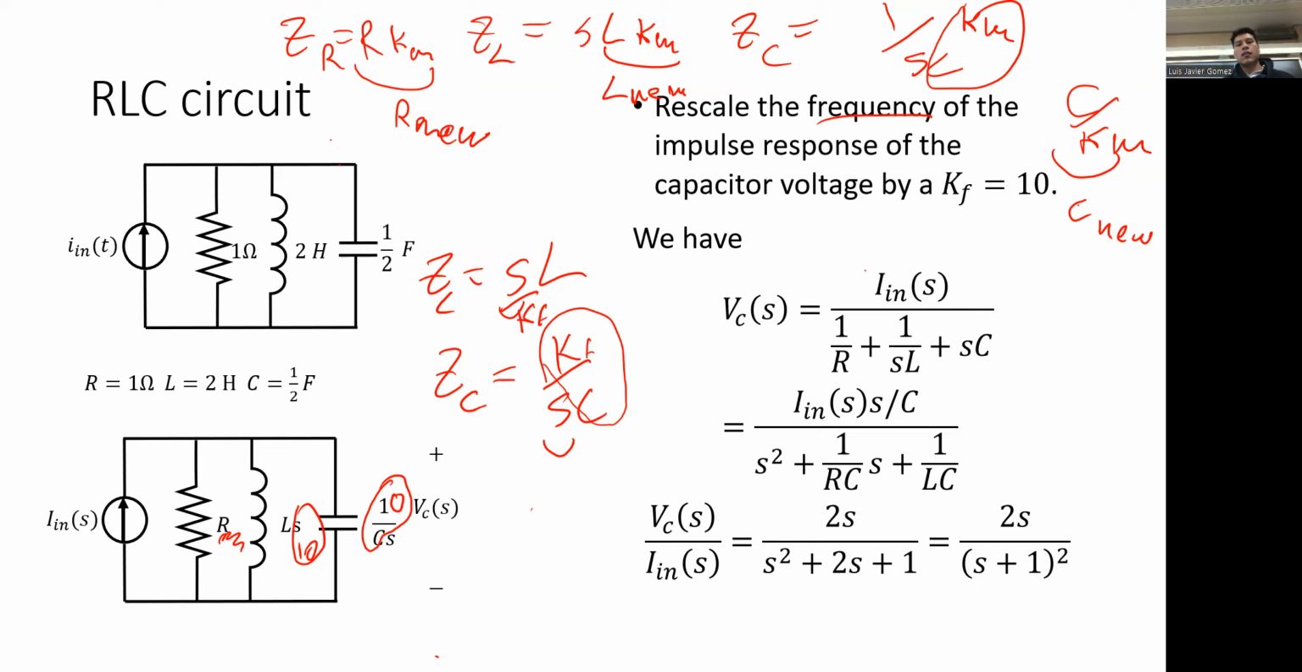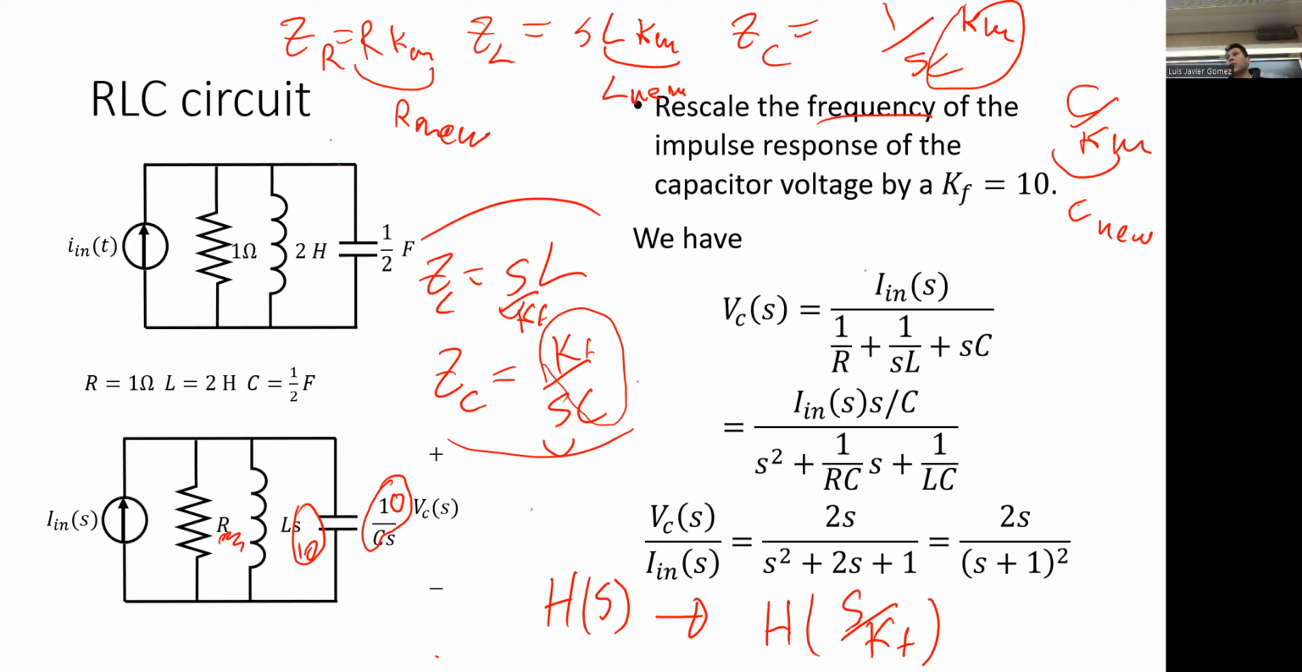Because we want to go from H of S to H of S over KF. And to do that, all we have to do is replace every S in our circuit with S over KF. Effectively changing all the capacitances and inductances does that for us, because that's where all the S dependence is. So that's frequency scaling.